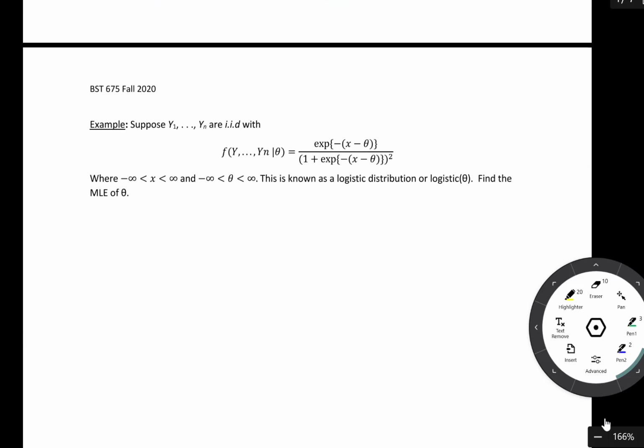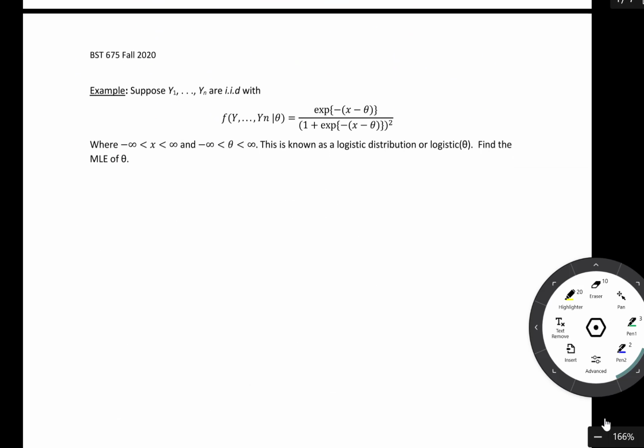All right. So let's look at another example. Suppose that y1 through yn are IID, and here this is what's known as the logistic distribution, often denoted as logistic theta. Here we're going to find the MLE, and we're going to notice that this one is a little bit different than the last case we just looked at. The very first thing we're going to want to do is find the log likelihood. If you go through and find the log likelihood, it's going to simplify to the following.